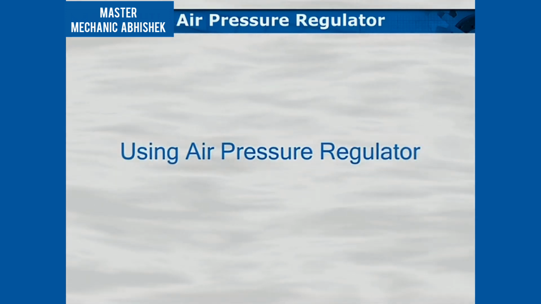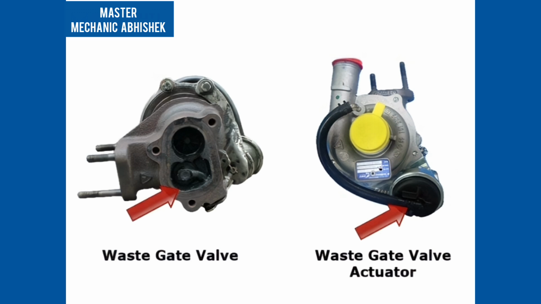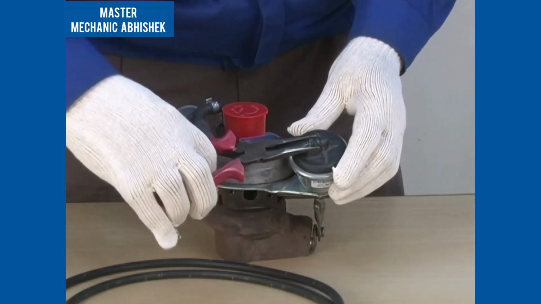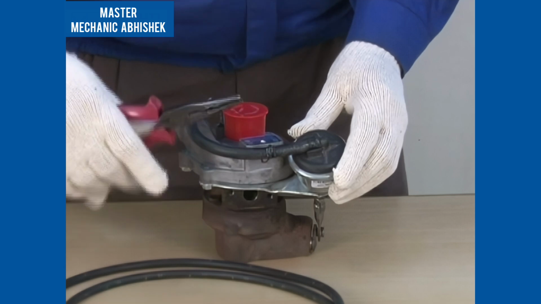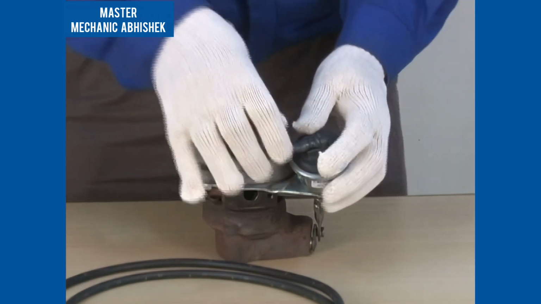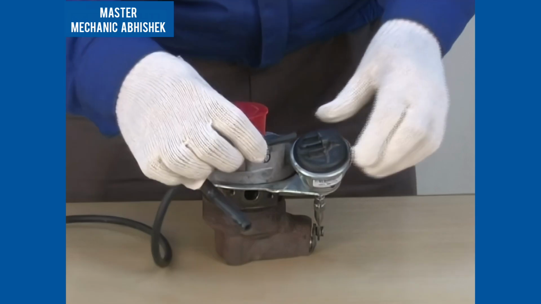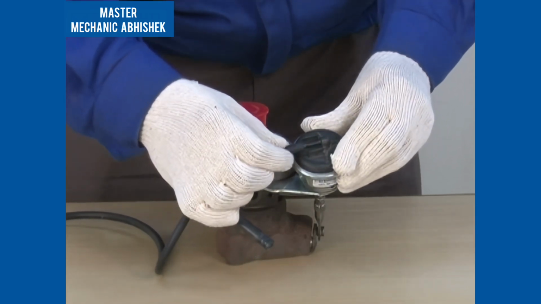Using Air Pressure Regulator. To inspect wastegate valve for its proper function, disconnect the boost pressure pipe connected to the actuator. Connect the special tool to the actuator using the attachment hose.